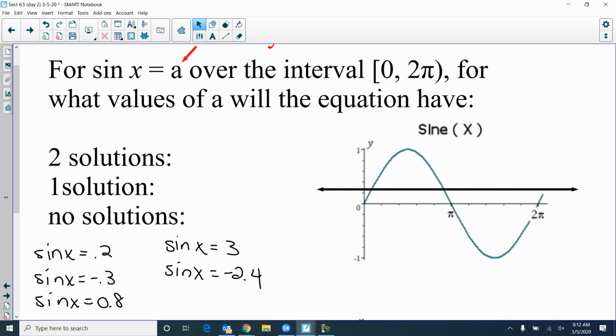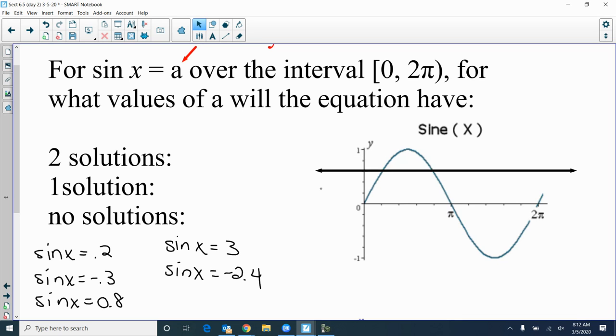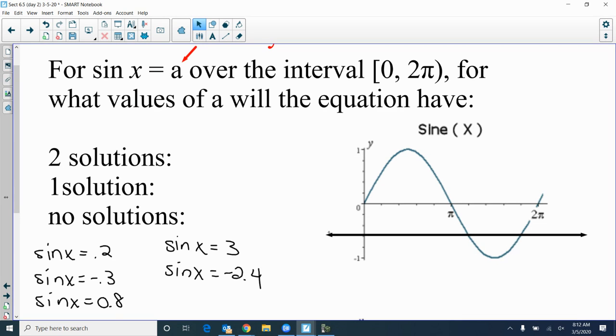For 0.8, it's going to hit the graph twice. For negative anything, it's going to hit the graph twice. So it's going to have 2 solutions if that is between negative 1 and 1. Actually, don't put less than or equal to. So if that A value is between negative 1 and 1, you've got to have 2 answers.